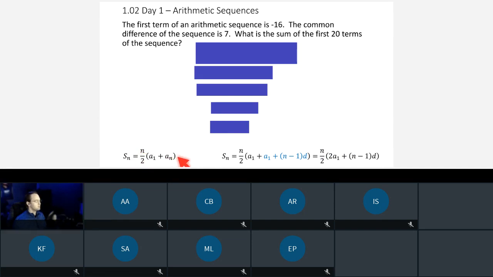So this is for an arithmetic sequence. This is if you have the number of terms, the first term, and the last term. If the problem doesn't give you the first and last term, which it doesn't, it gives you the first term and the common difference, which is 7, so we wouldn't use this one. We would use this one: n divided by 2 times the quantity 2a sub 1 plus the quantity n minus 1 times the common difference.